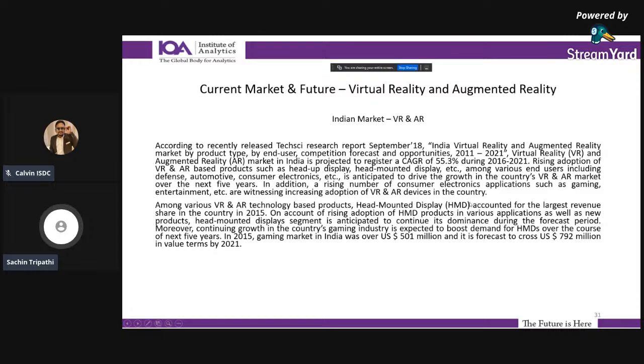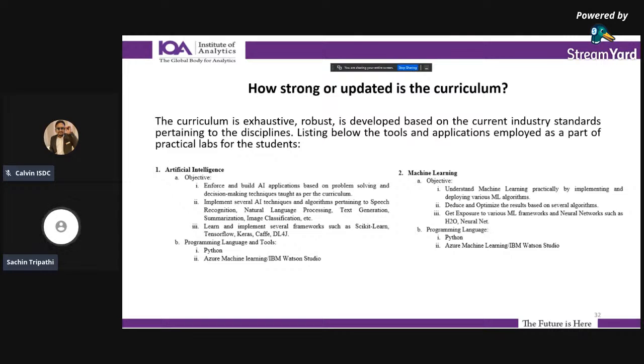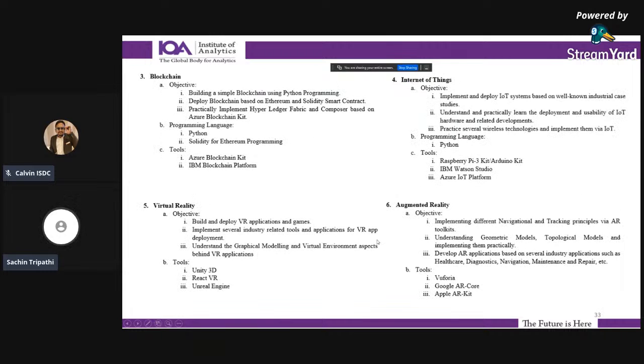This is the current trend. This is also coming up in a very steep fashion. It will be there, and it is already there. It will be progressing a lot in the upcoming times. So how strong or updated is the curriculum which we have? These 6 subjects are based on the current industry, the current skill set which is required.